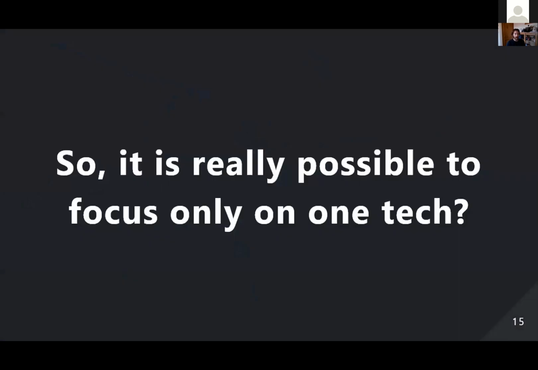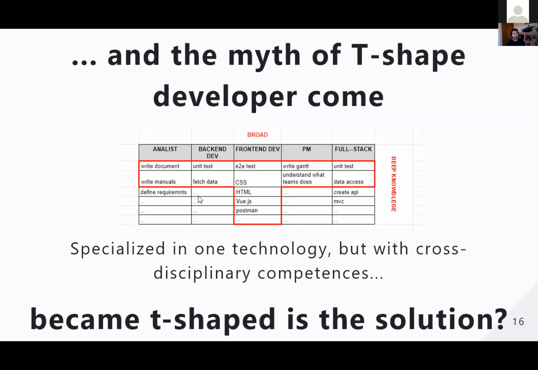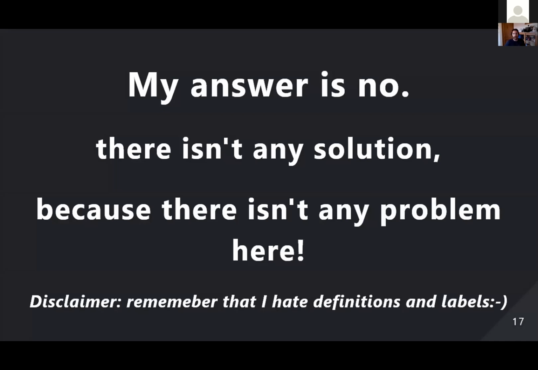So is it really possible to focus only on one discipline and be productive? Probably no. Some days after the birth of very, very vertical profiles, someone that loves definitions, not me, of course, coined the term T-shaped developer. That basically is a developer that knows a little bit of everything and is focused on one discipline. So is becoming a T-shaped developer the solution to overcome the limits of being a full stack or backend or front-end developer? My answer is no, but just because there isn't any solution, because there isn't any problem here.